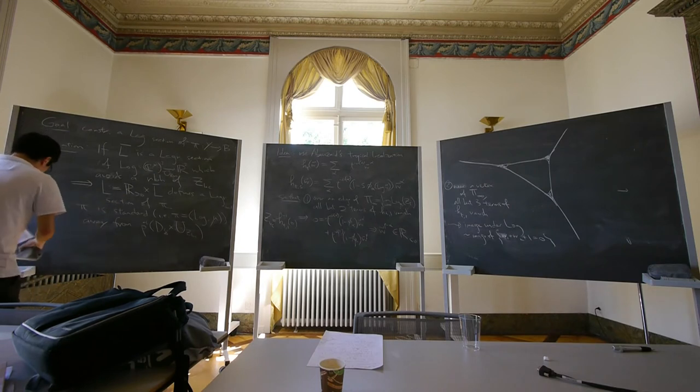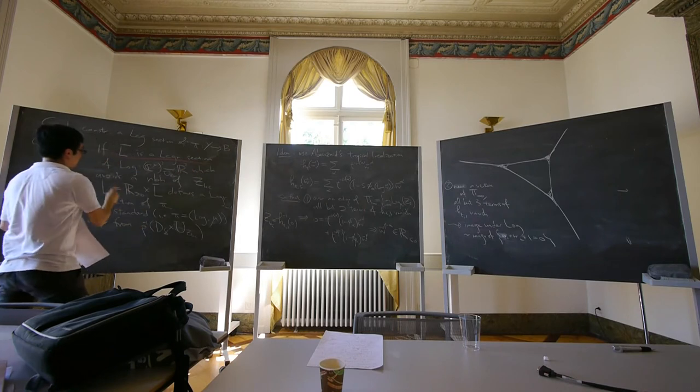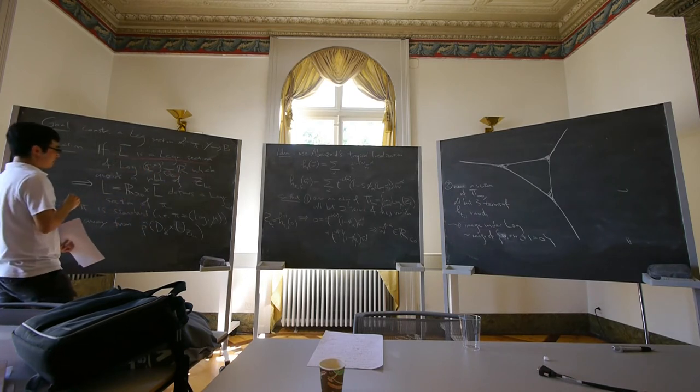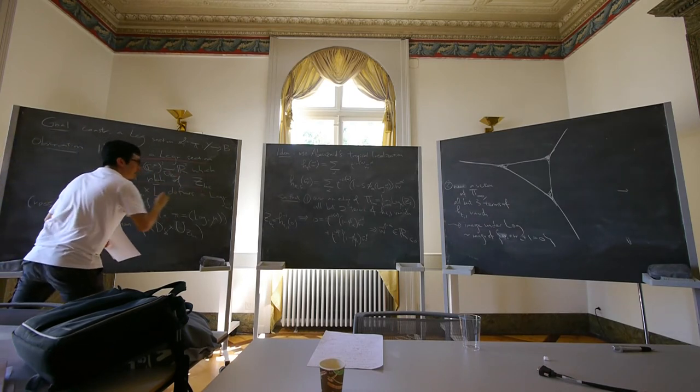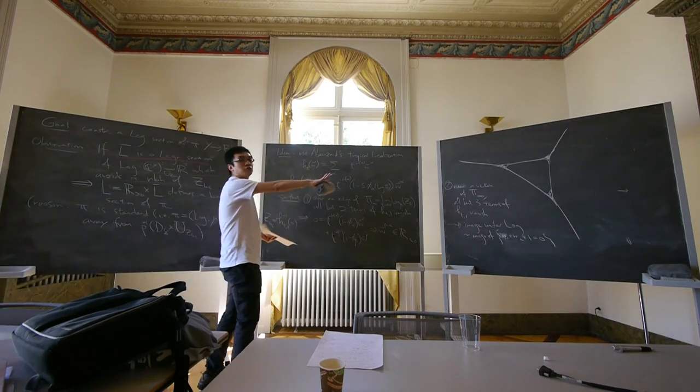So now the question is how to construct a Lagrangian section of this log map which avoids a neighborhood. Okay, so it reduces to this. And this is where we use the tropical localization.